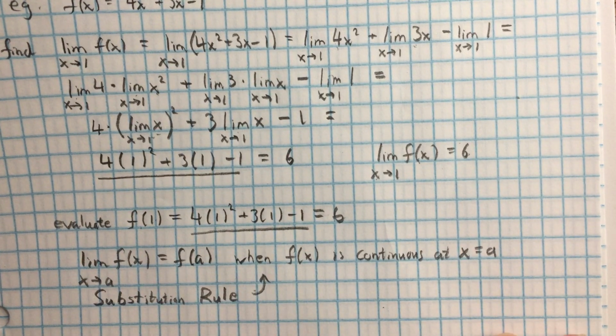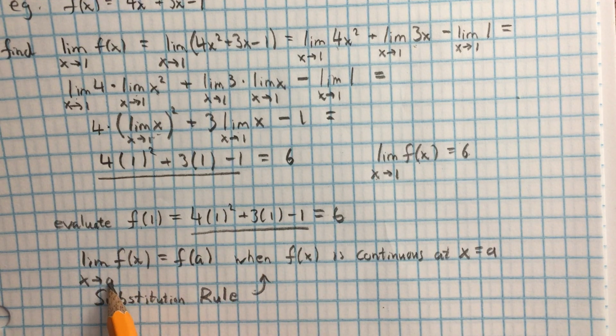This is the substitution rule. As long as we know that our function is continuous at the value a, which x is approaching, we can simply plug in the value of a into the function, and that will be the same as the limit.